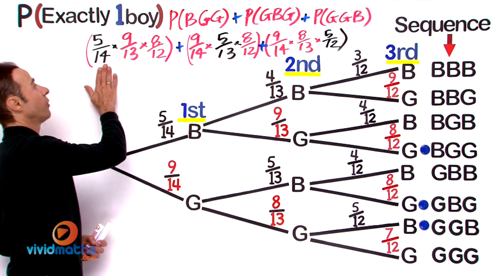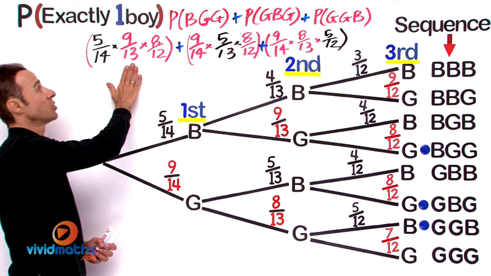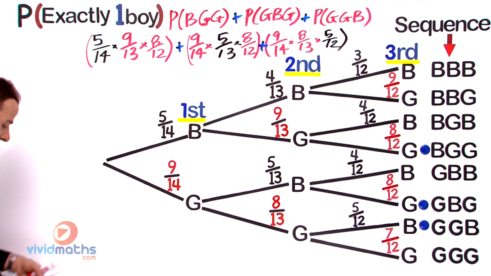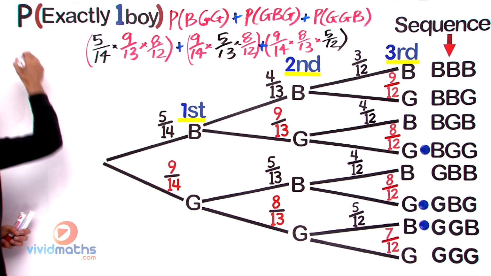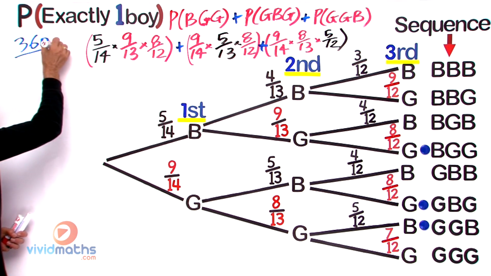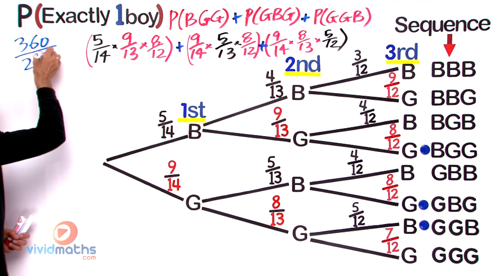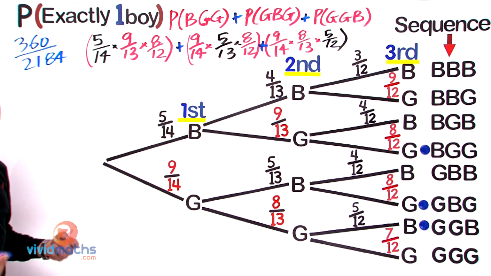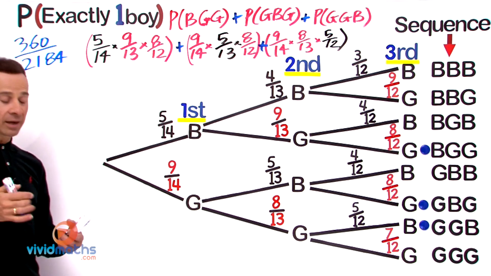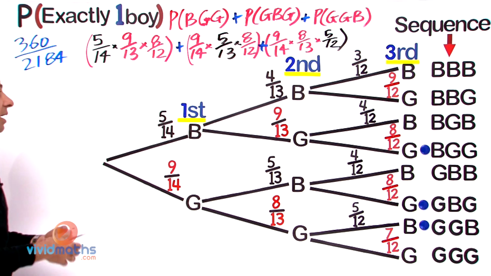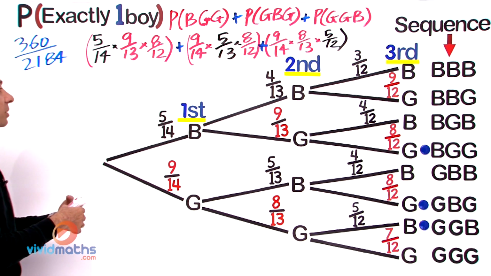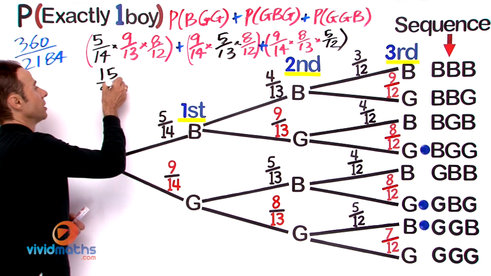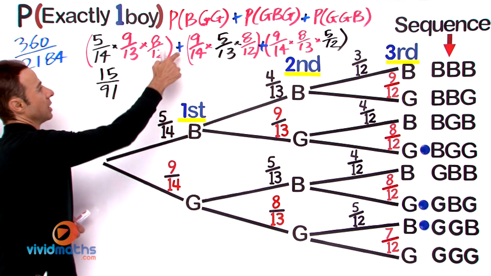Now all we have to do is work all of these out individually. So on your calculator, 5 over 14 times 9 13ths times 8 12ths is going to give us a pretty big number. It's going to be something in the order of 360 over 2184. That's a pretty big number there. So how do we simplify that? Well, if we simplify that on the calculator, it will give us a simpler fraction, and that will be quite simply 15 out of 91.